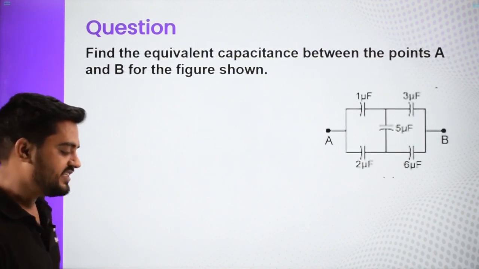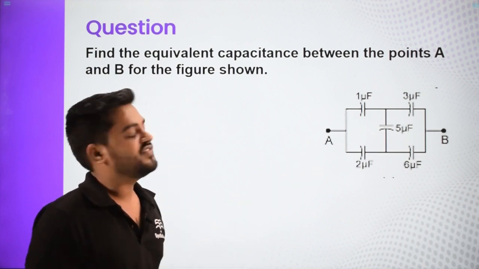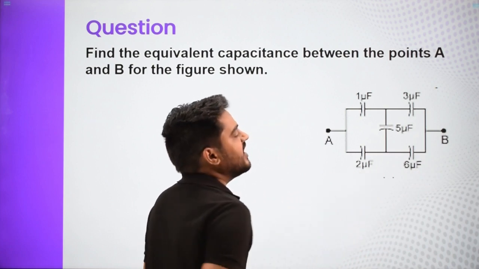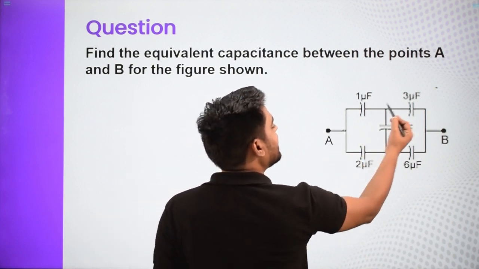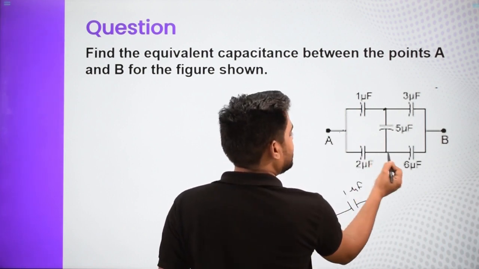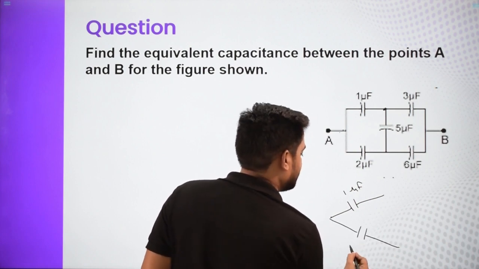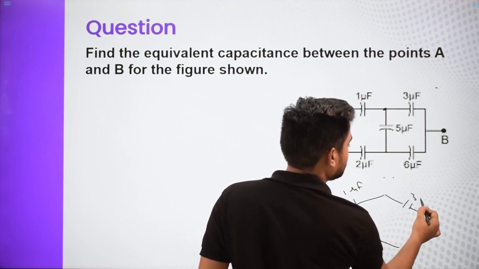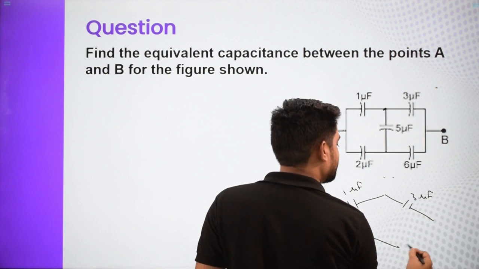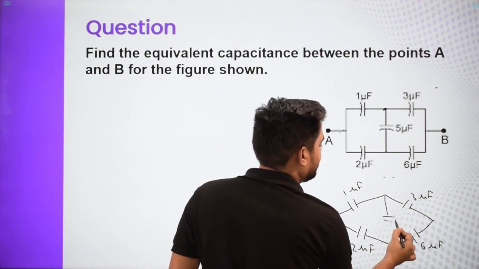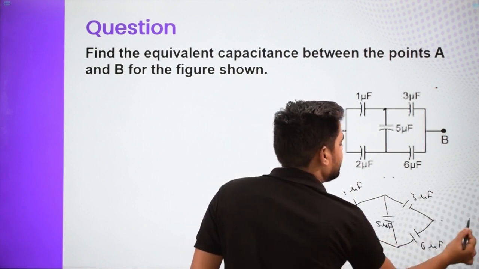Now there is one more question. This question says find the equivalent capacitance between 2 points A and B for this figure which is shown here. If I am redrawing this, then this is a Wheatstone bridge. From here to here, 1 microfarad is connected. From here to here, 2 microfarad is connected. From here to here, we have 3 microfarad. And from here to here, we have 6 microfarad. And in between these 2 points, there is 5 microfarad. And this is A and B.